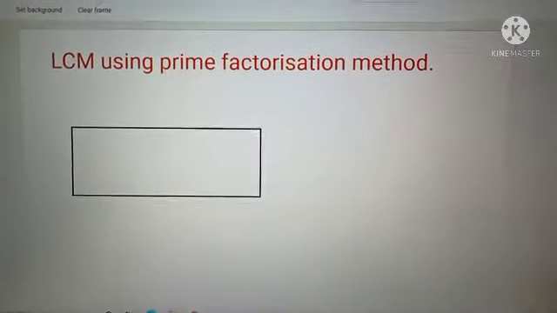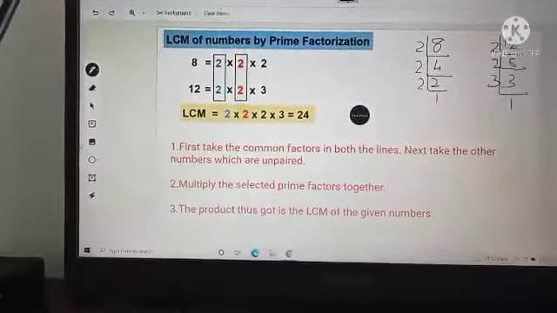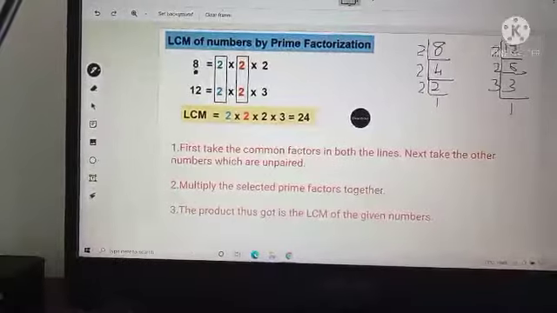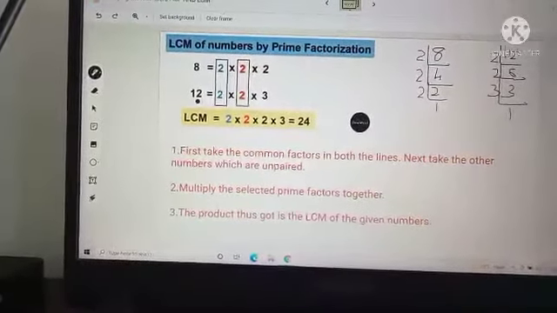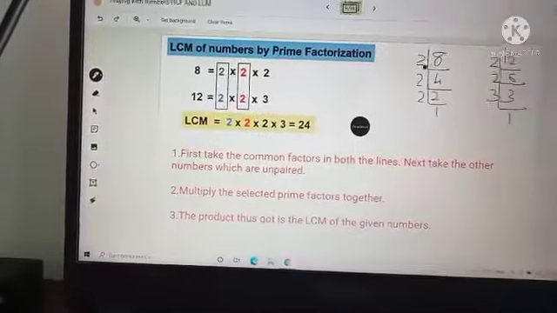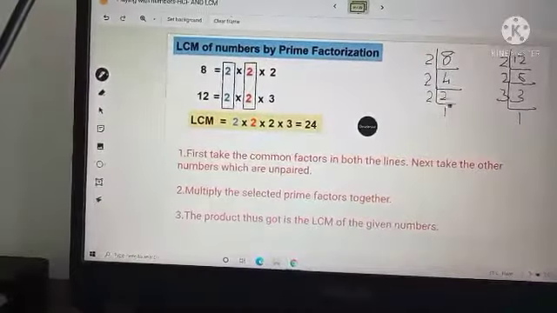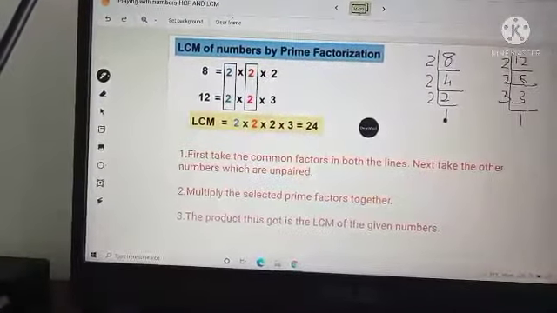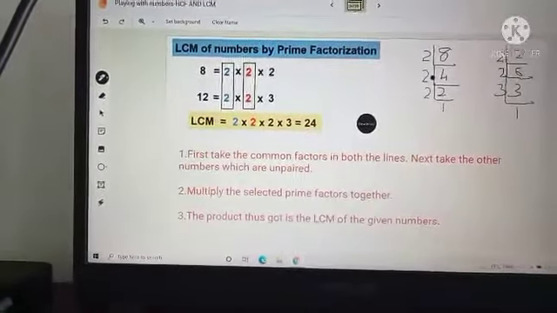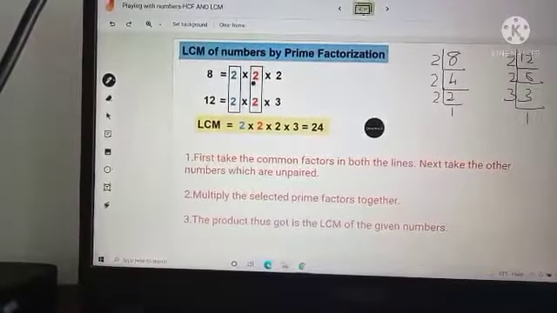Now let's find the LCM using the prime factorization method. Today we are going to find the LCM of 8 and 12. First of all, we are prime factorizing 8 and 12. See here, 8 divided by 2 is 4, 4 divided by 2 is 2, 2 divided by 2 is 1. So we got the prime factorization of 8: 2 into 2 into 2.